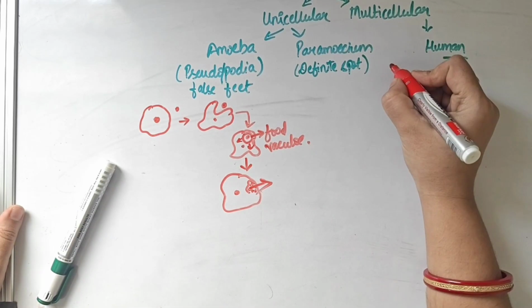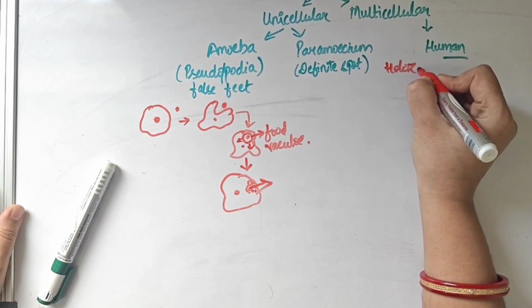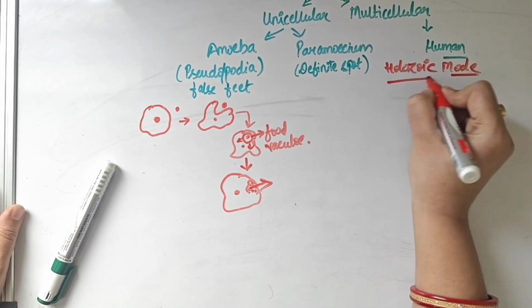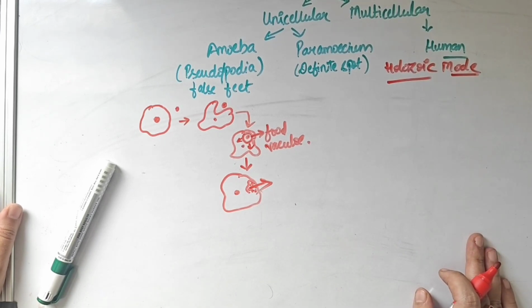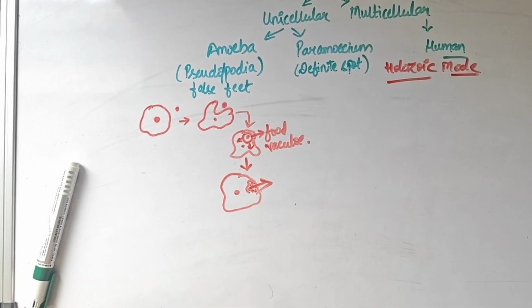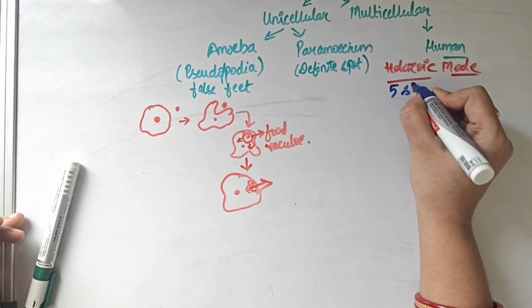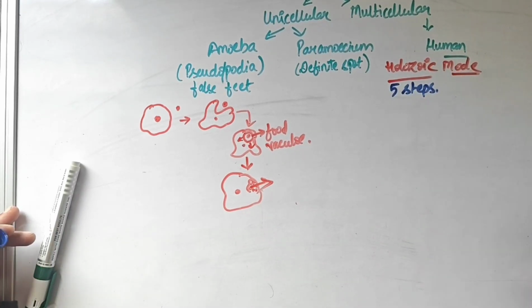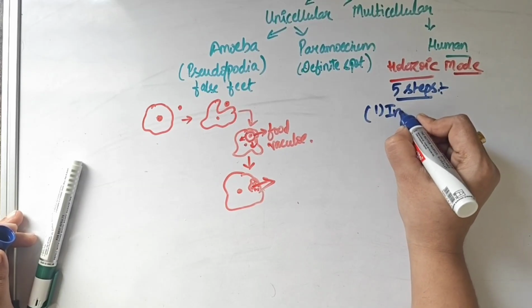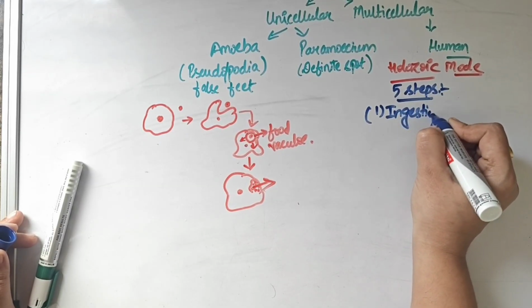In the case of humans, there is something known as the Holozoic mode of nutrition. And what is this Holozoic mode of nutrition? Holozoic mode of nutrition means the process which involves 5 major steps. And what steps am I talking about here? The first step is something known as ingestion.